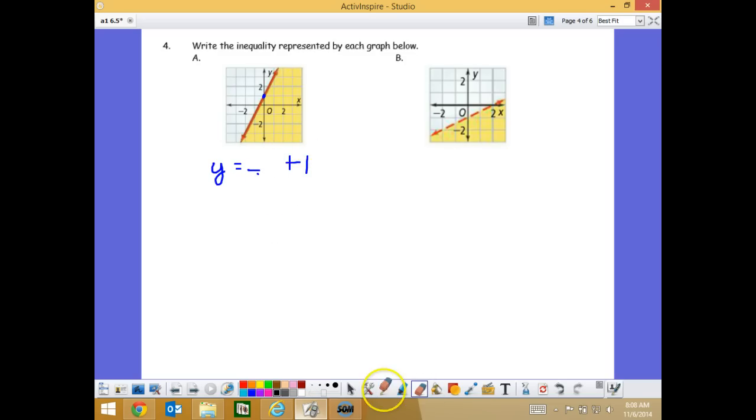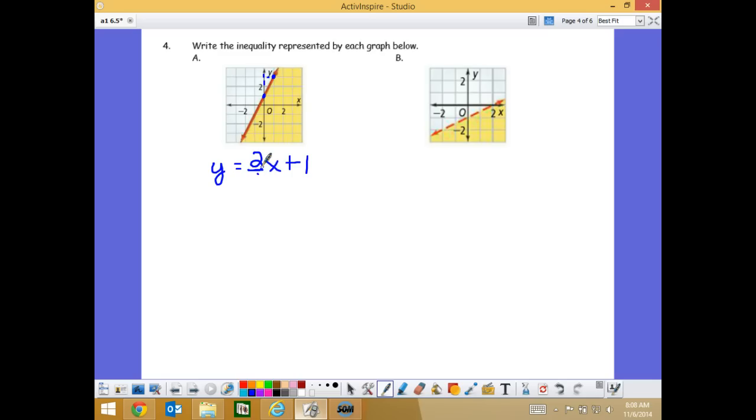Okay? And whatever we multiply by x is our slope. So we need to determine the slope. Here's another point that the line goes through. So we are going up 2 and over 1. So the slope of the line is 2. So the equation of that boundary line is y equals 2x plus 1.